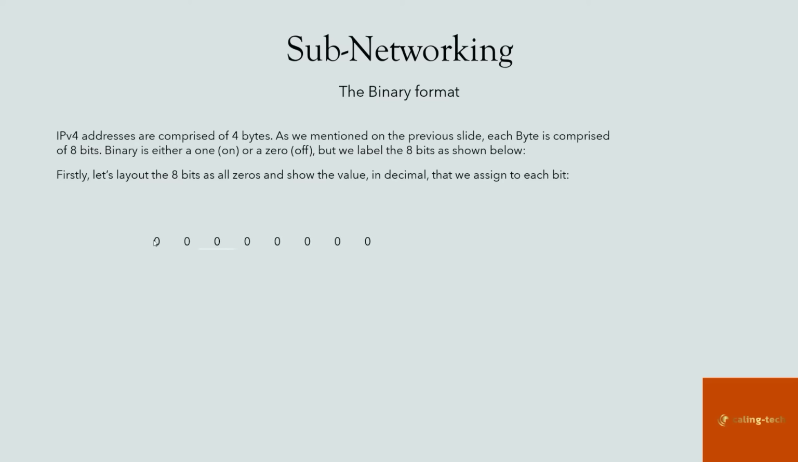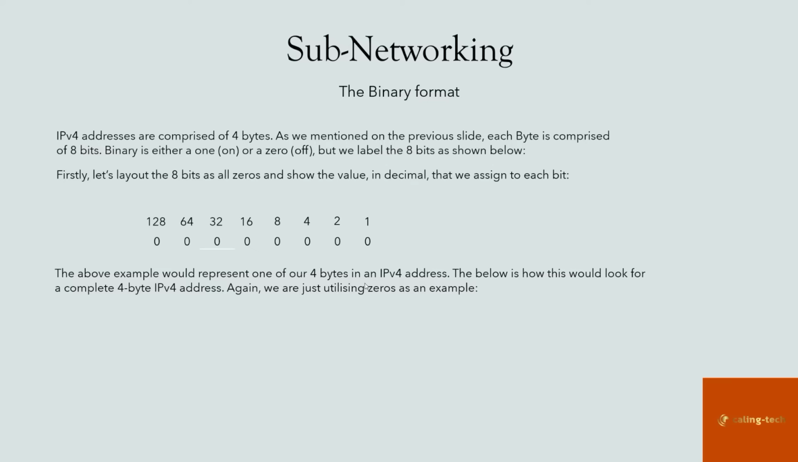So this would comprise our 8 bits, which would form 1 byte. Starting from right to left, we just double it. We start at 1 and we double all the way up to 128. So our first bit from the right would be a 1, our second bit a 2, our third bit a 4, our fourth bit 8, 16, 32, 64, and 128. So the above example would represent just 1 byte of our 4 bytes in an IPv4 address.